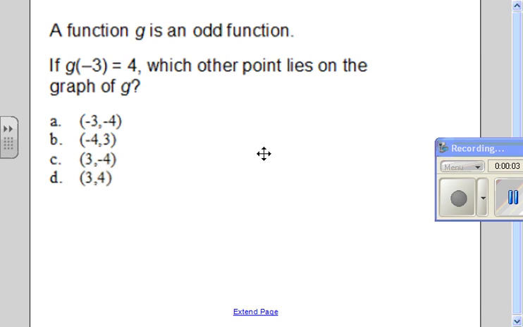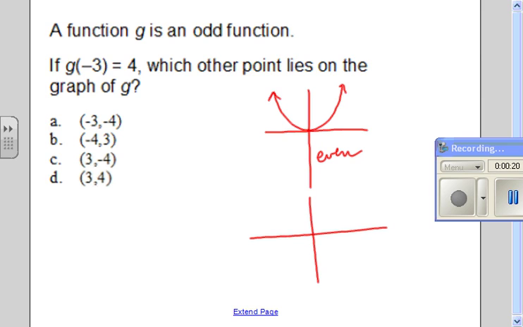Okay, this is Algebra Section 2, and it's question number 14. It's about even and odd functions. Just some quick background. An even function does the same thing on both sides. This is even. Here's another example of an even. Okay, these are even functions.